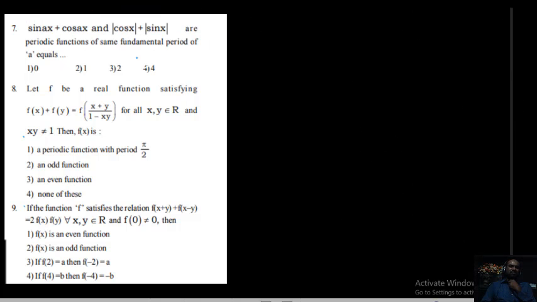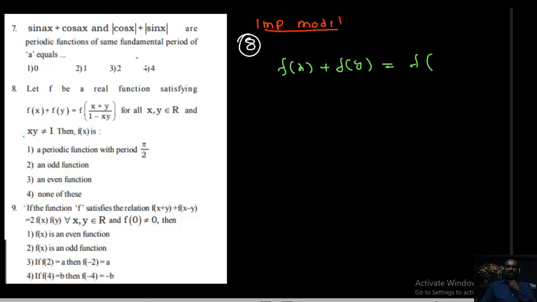Okay. So the 8th problem, an interesting one, important model. Actually these are called functional equations. The functional equation concept is not there for us, so just observing the given function, we need to create functions. f of x plus f of y equal to f of (x plus y) by (1 minus xy) for every x, y belonging to R.